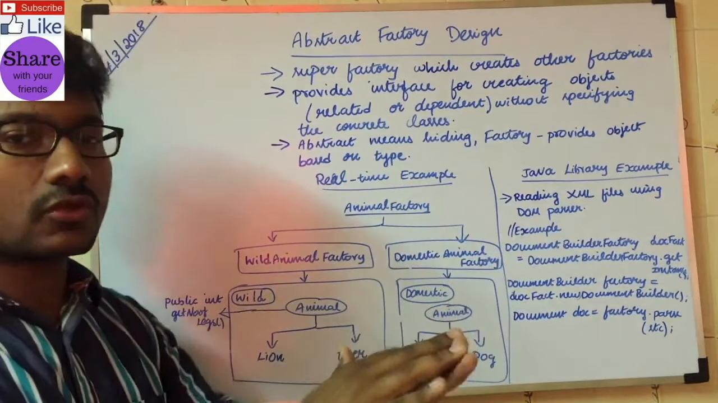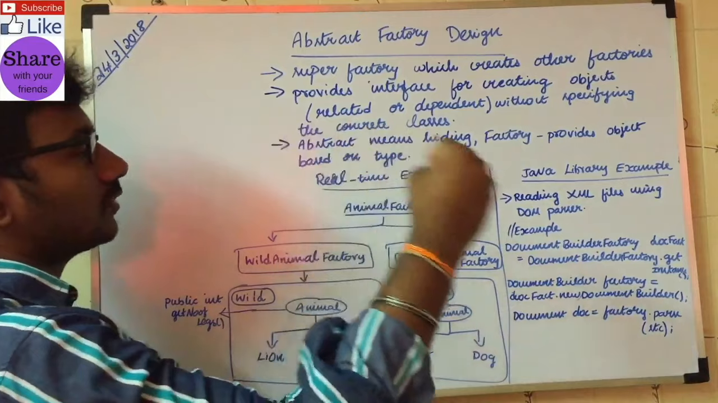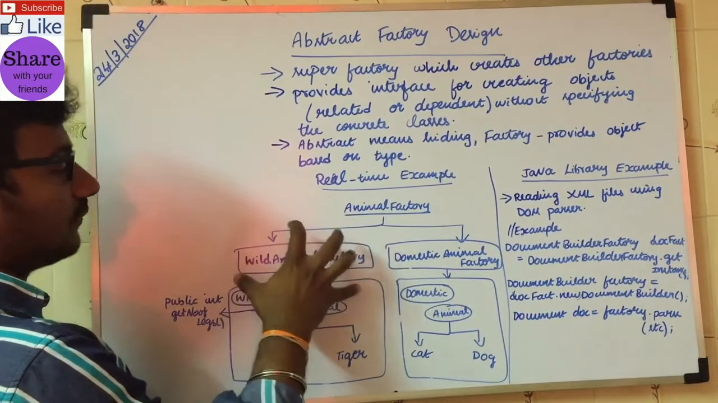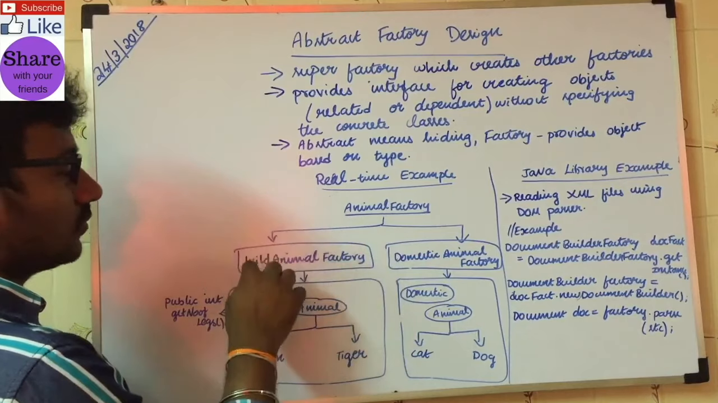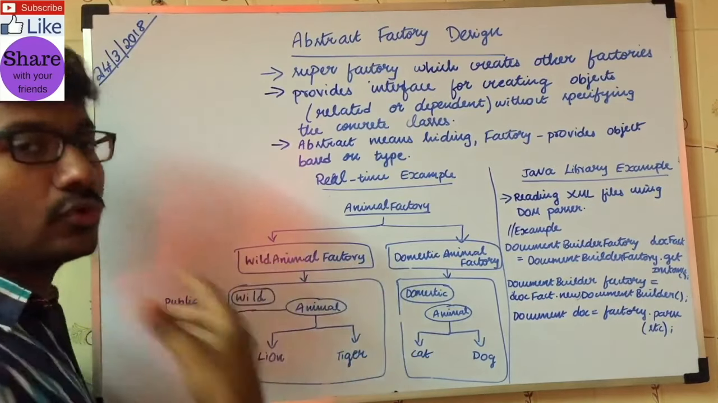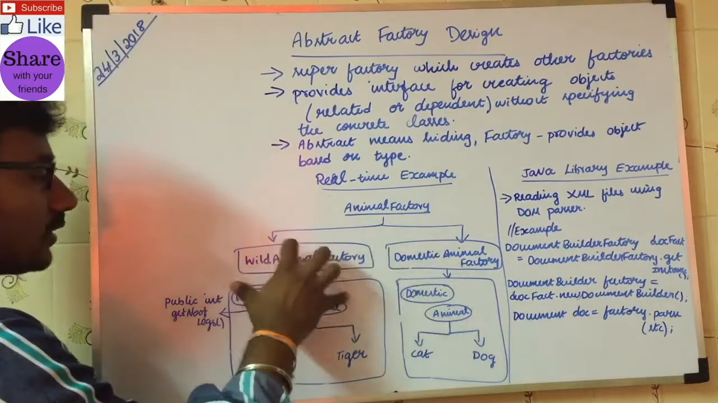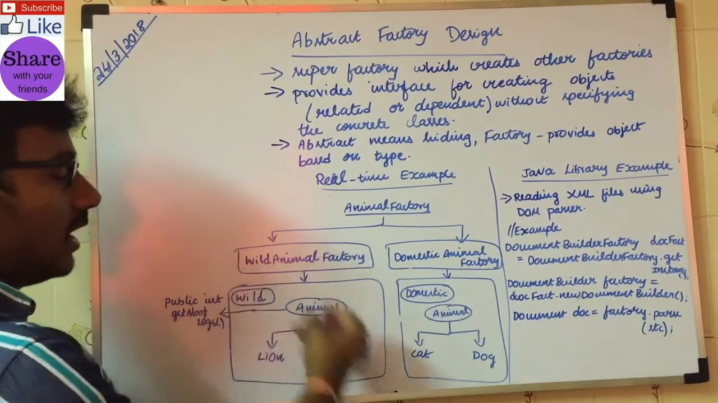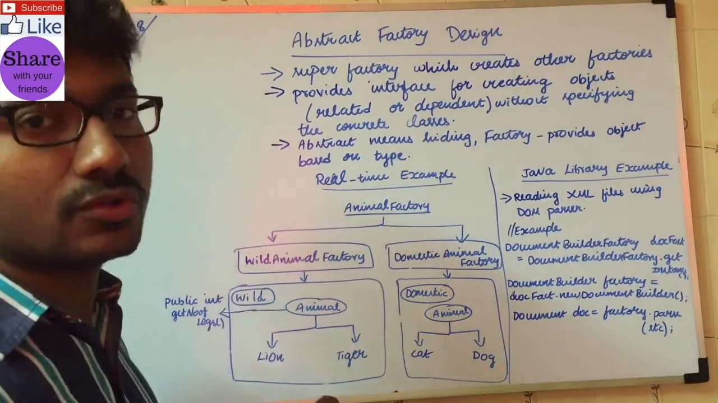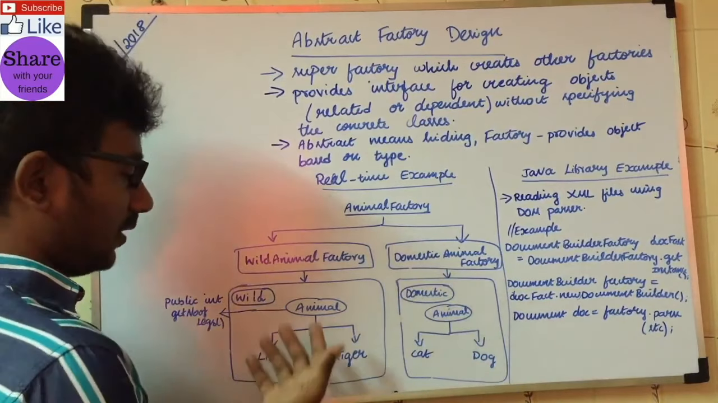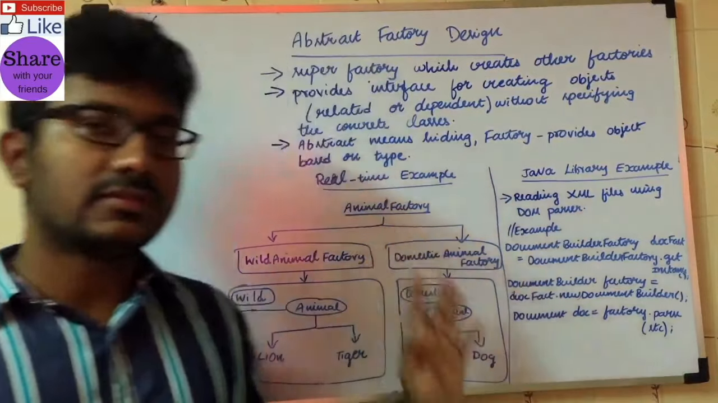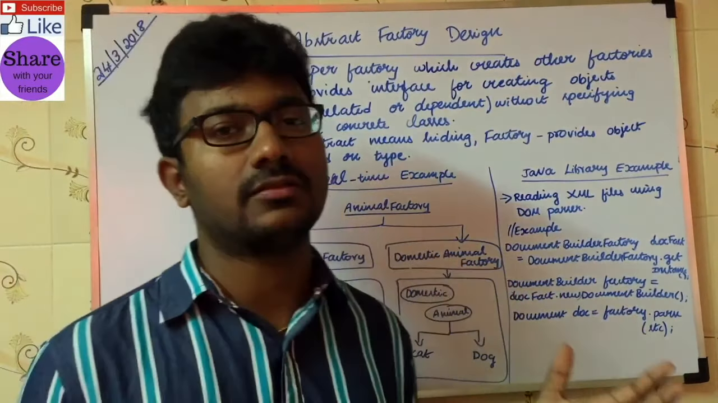Based on these 3 requirements, this abstract factory would process those requirements and try to choose the appropriate factory. So here the wild animal factory would be the more appropriate factory, and it will try to return the appropriate object for the criteria. The appropriate object would be a lion, like that.